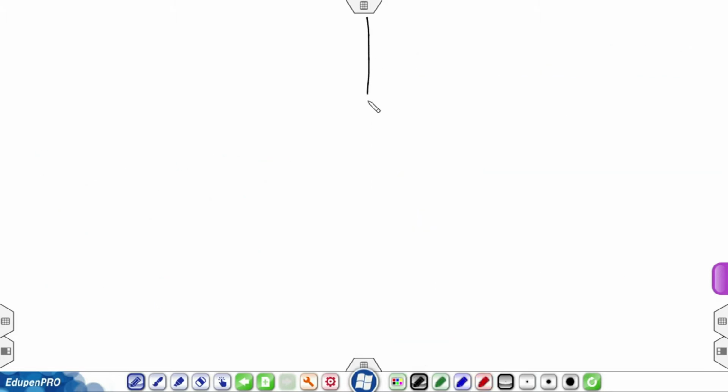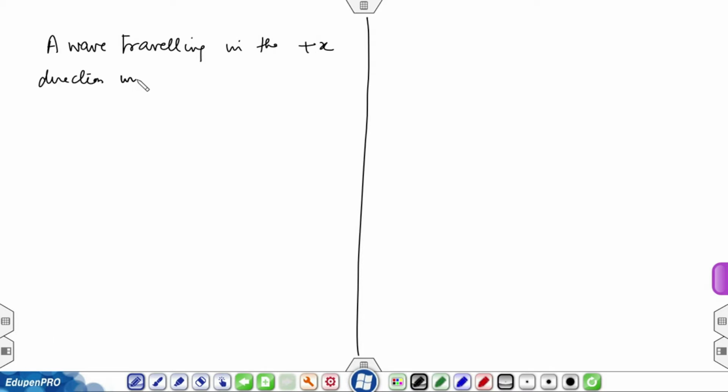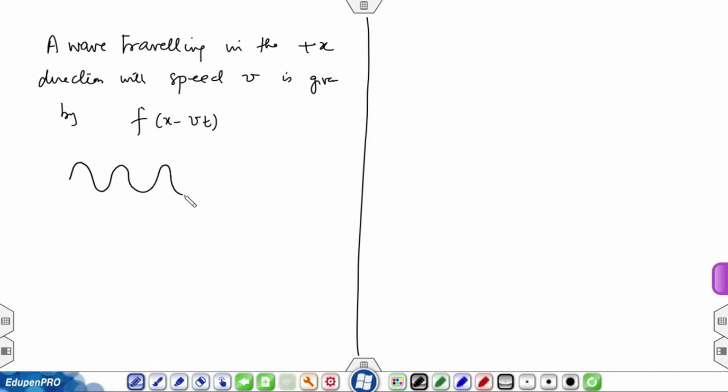So, this is what we conclude from this. A wave traveling in the positive x direction with speed v is given by f(x minus vt), a function of x minus vt. So, this was a wave, and this is easier to make. At time t, it just shifted.